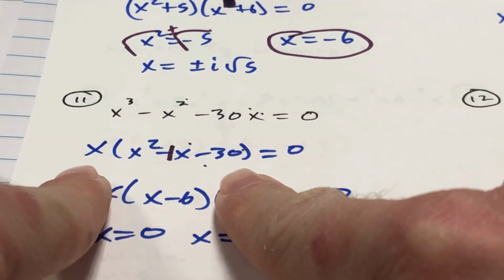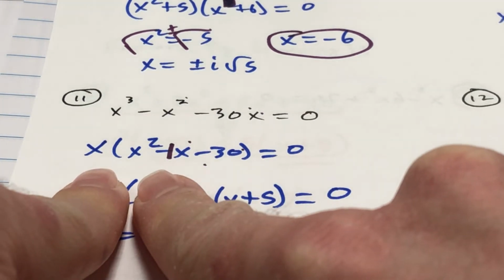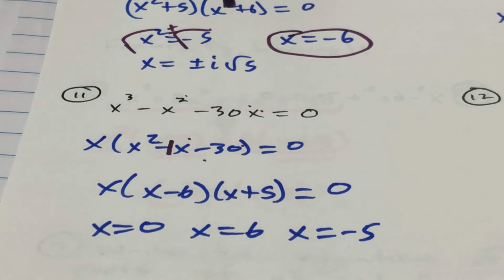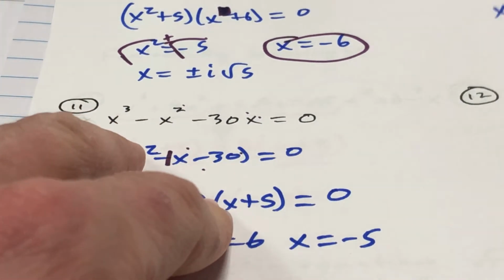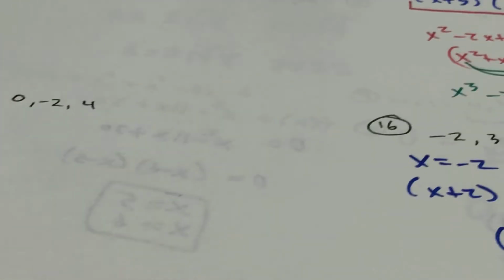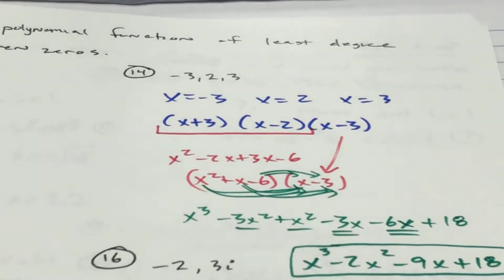And that's what we think about when we're doing easy factoring. X is 0. X minus 6 is 0. X plus 5 is 0. That's how I get my 3 solutions. As we finish here, let's take a look at 14. Getting close.